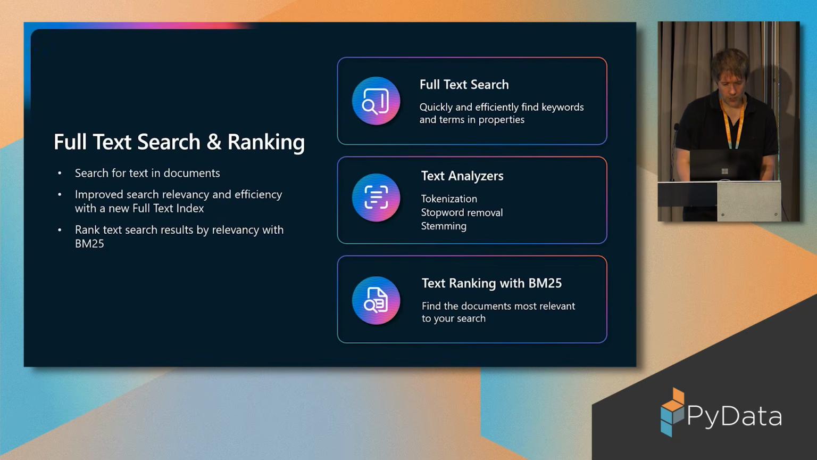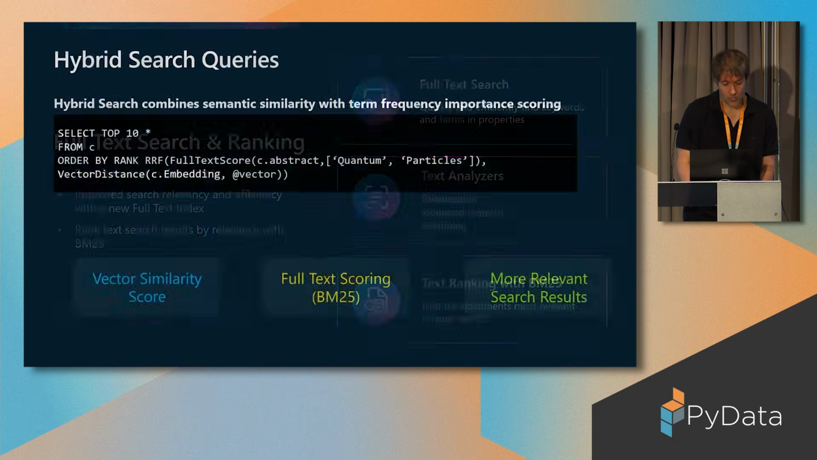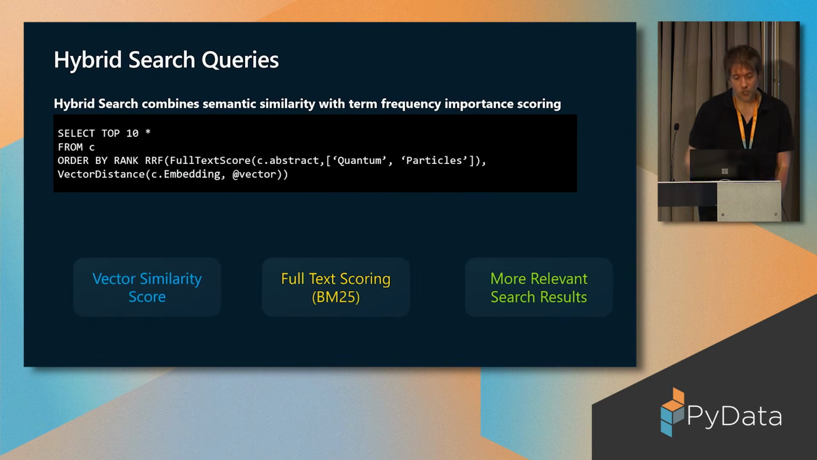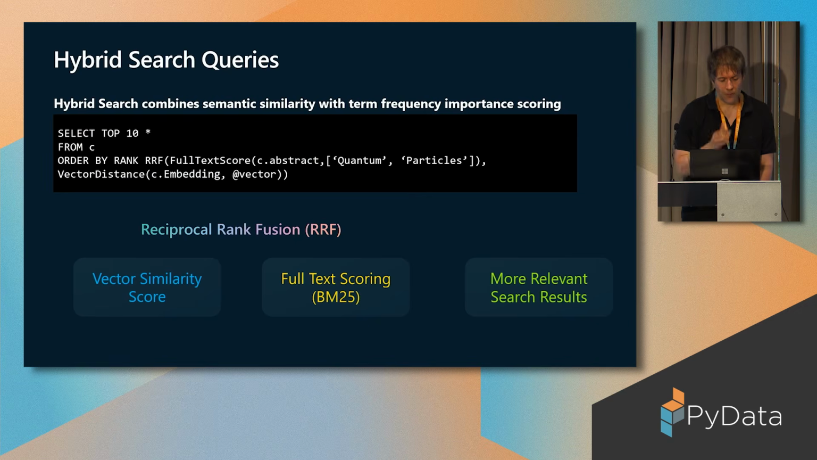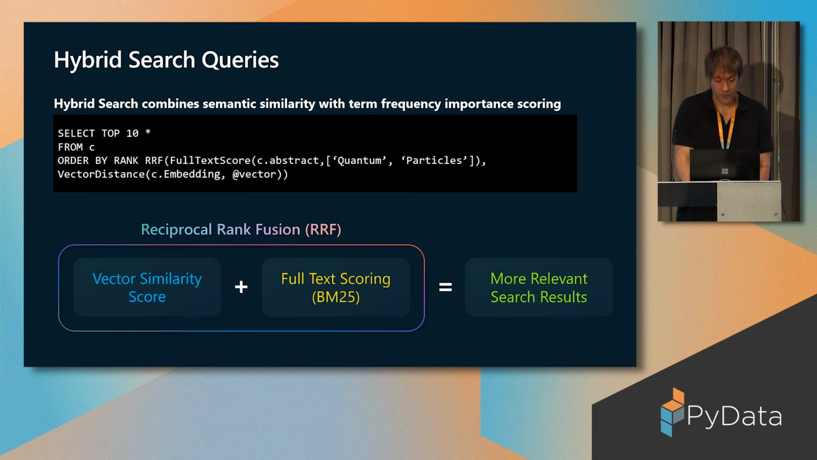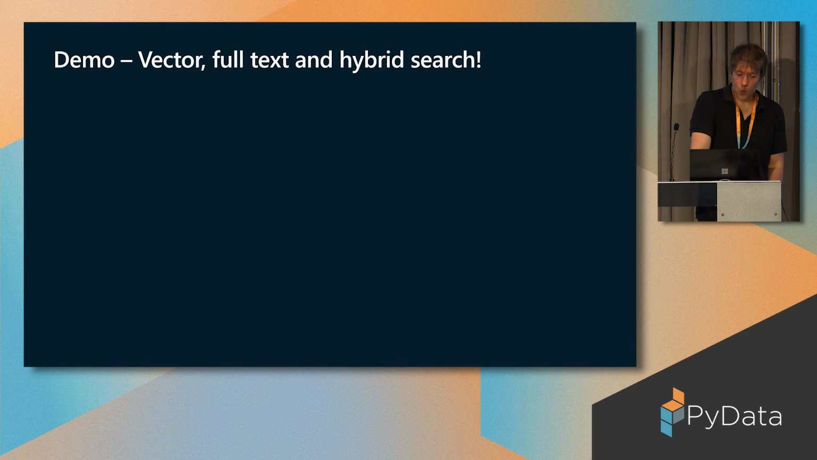So there's full text search and ranking support as well in Cosmos DB. Hybrid search queries are also supported. And we have something called reciprocal rank fusion, which combines the semantic similarity score with term frequency importance scoring as well. You may have seen this. And this can sometimes lead to more relevant results.